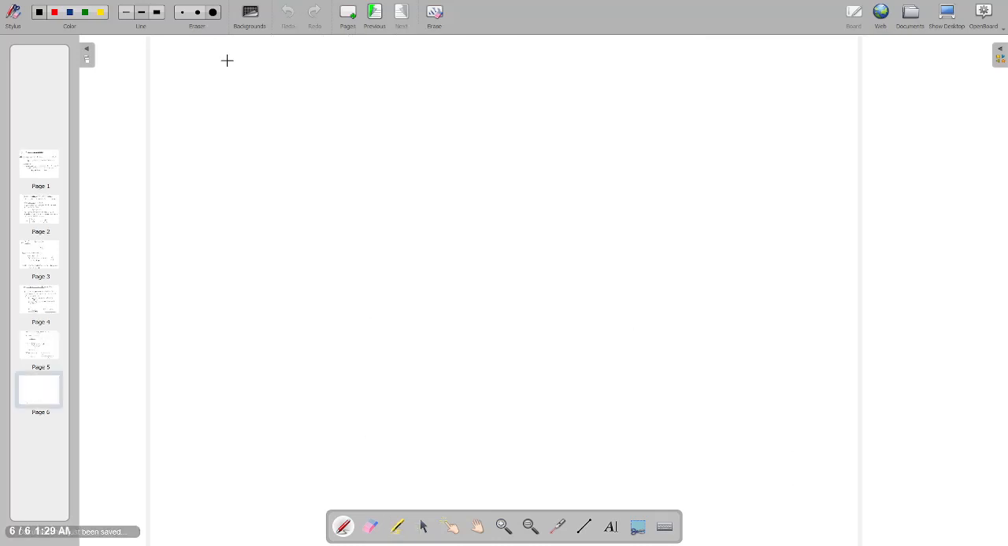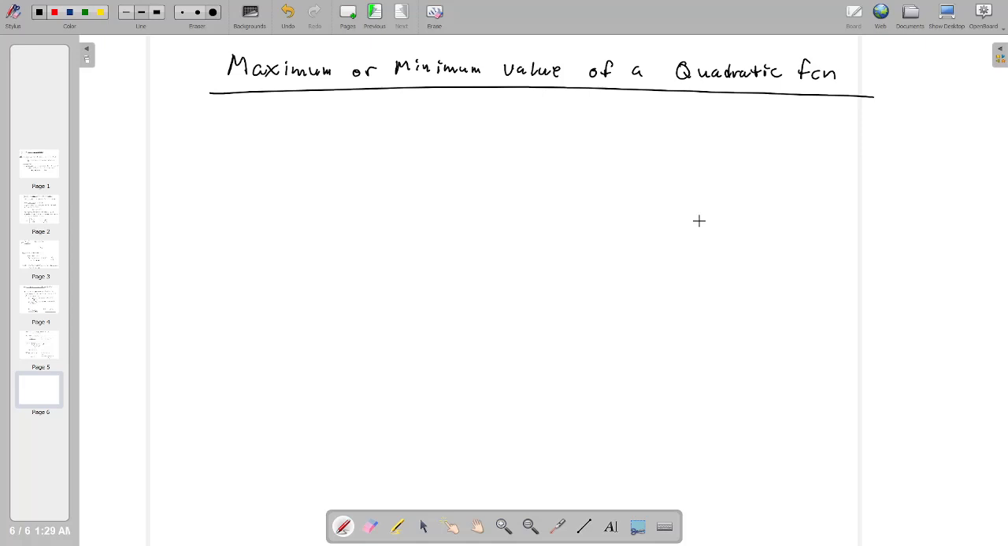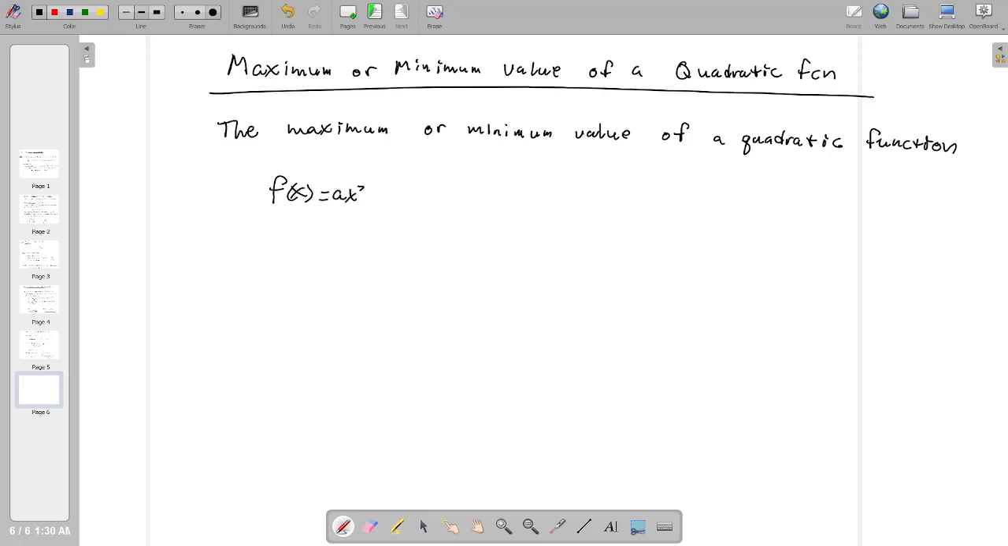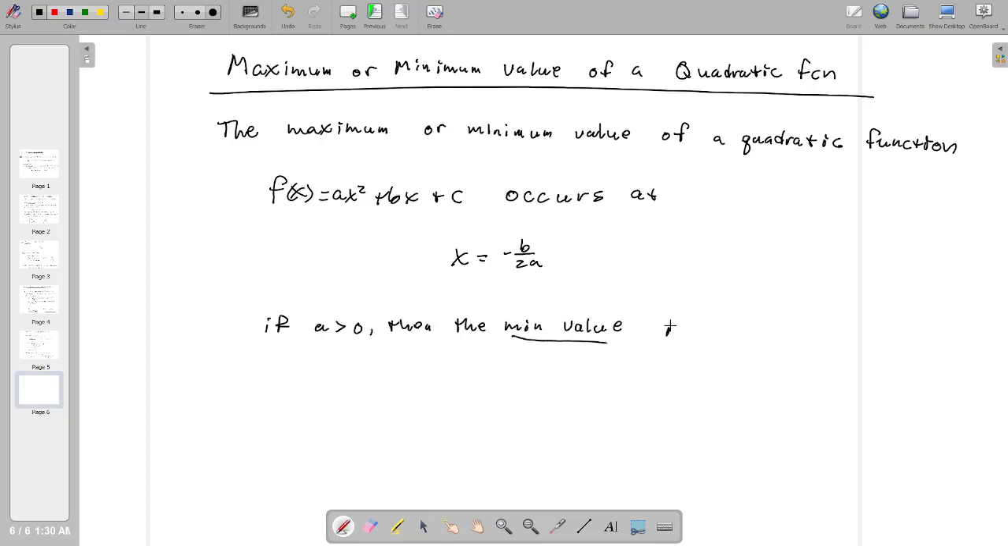The next topic I'm going to talk about is maximum or minimum value of a quadratic function. It will be basically what we just talked about. The maximum or minimum value of a quadratic function f of x equals ax squared plus bx plus c occurs at x equals negative b over 2a. If a is greater than 0, then the minimum value is f of negative b over 2a. If a is less than 0, then the maximum value is f of negative b over 2a.